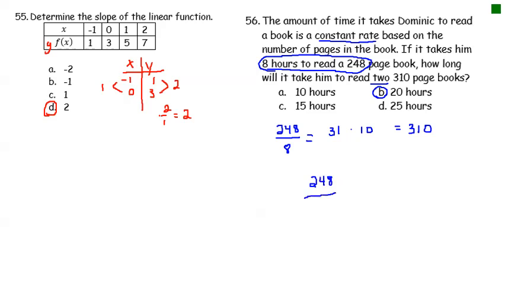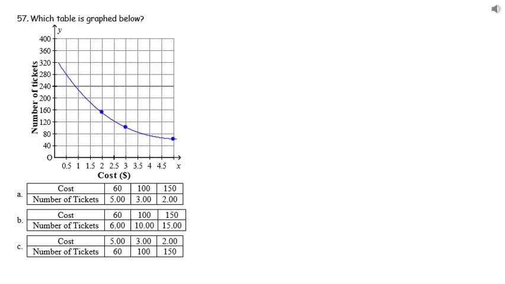248 over 8 is equal to, we know that there are 620 pages in 2 310-page books, and trying to figure out x, you can cross multiply here to figure out, and you would get x equals 20. Alright, so like I said, there's several different ways that you can figure this one out. Hopefully one of those will work.